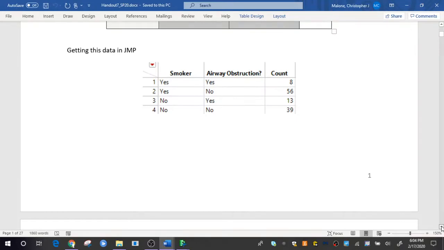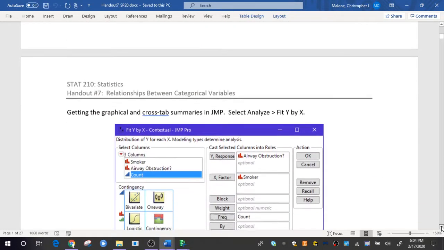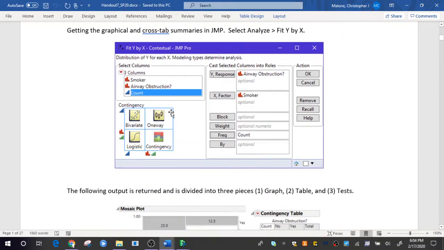Okay. So how do I go about doing the analysis? What I'm going to do now, because I have two variables, is select Analyze and then Fit Y by X. The airway obstruction is going to go in the Y response box, and in the X factor box, I'm going to put smoking status. Now we need to differentiate between these two variables.